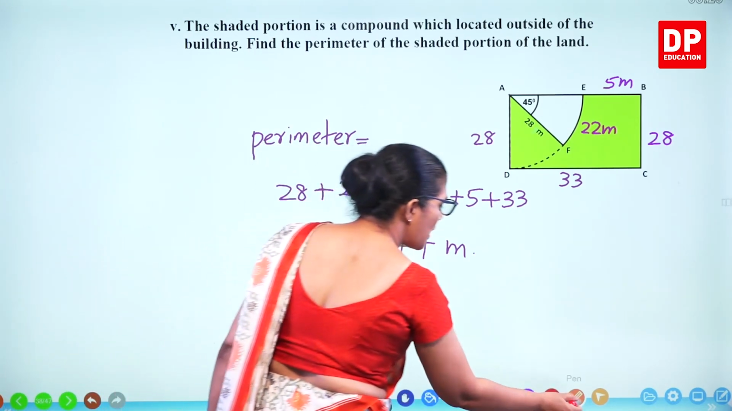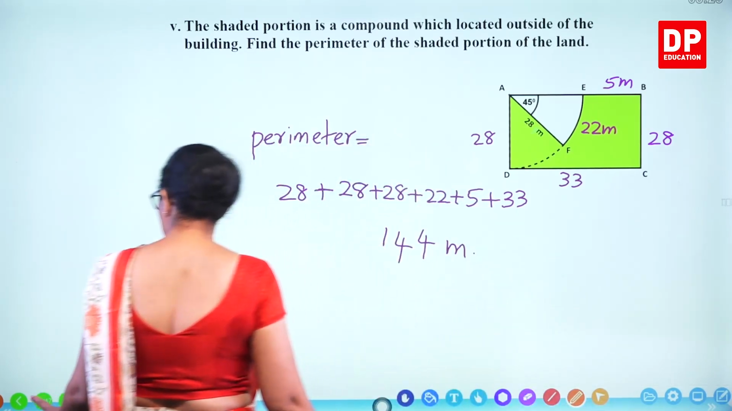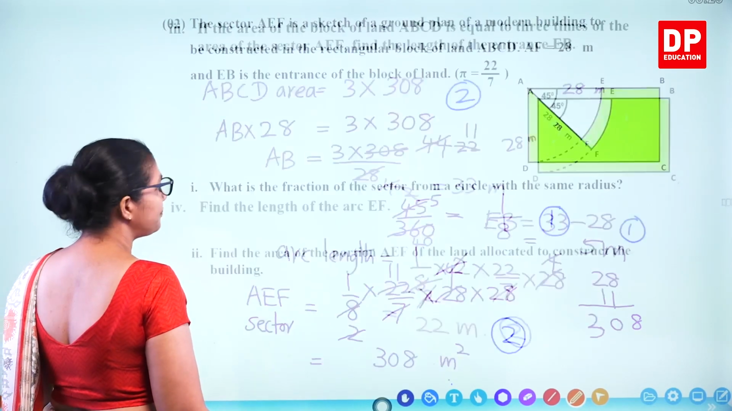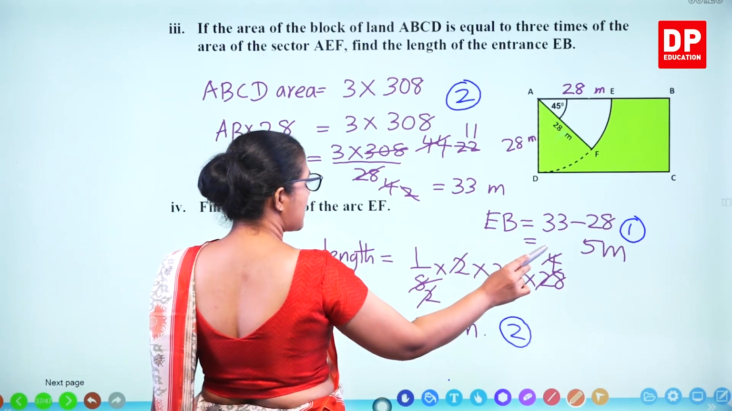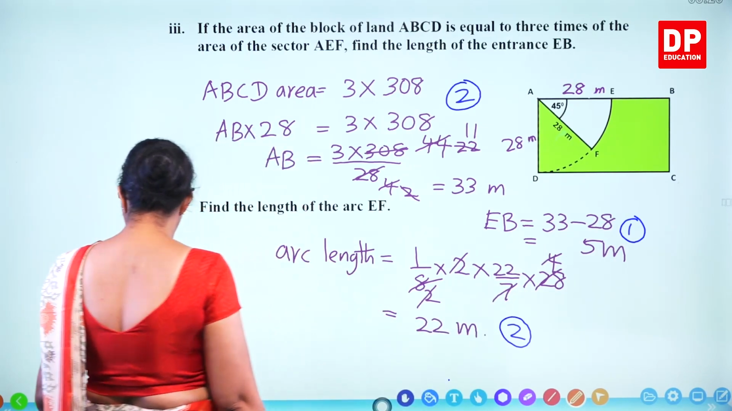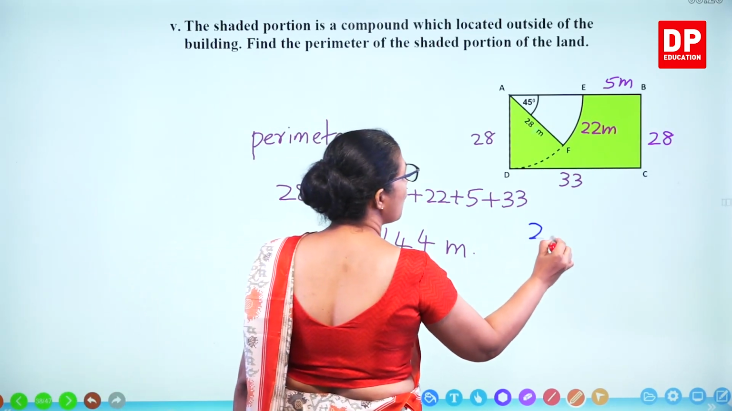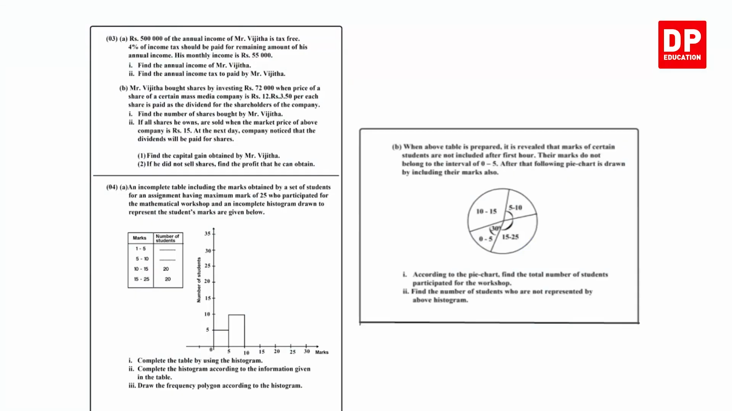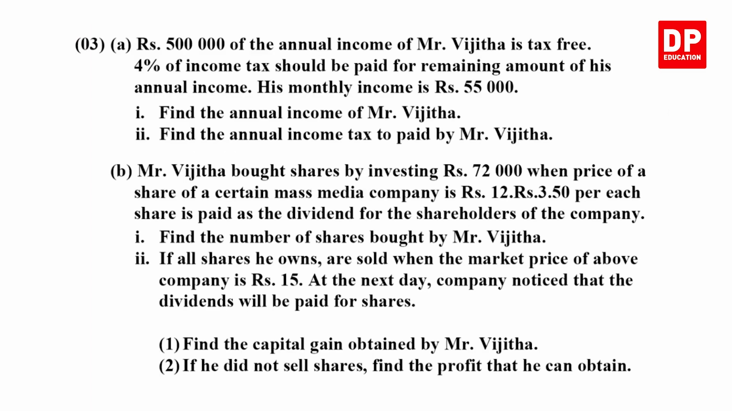So how many marks can we give? We have already given marks for these parts. So this is 3, 6, 7, 8. So 2 marks for this question. Altogether 10 marks. Now you can try question number 3, 4. So question number 3, parts A and B. Try this.